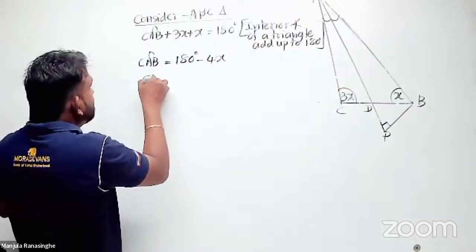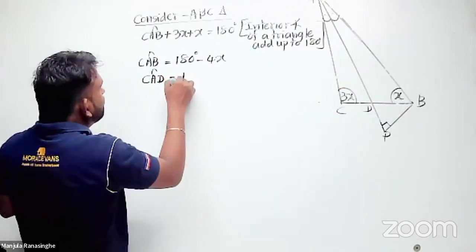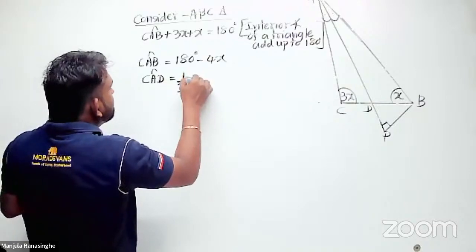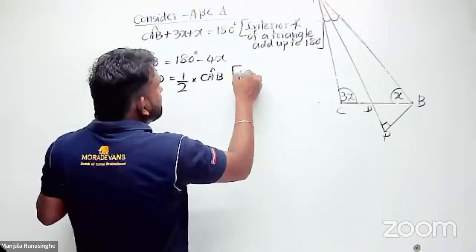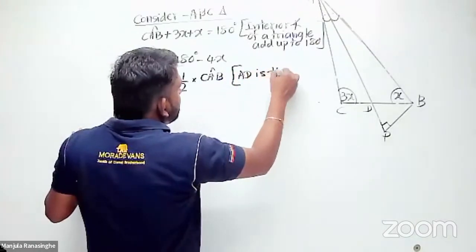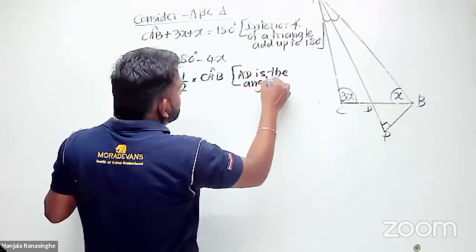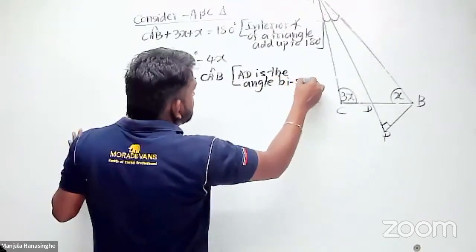So CAD is half of CAB. Why? The reason: AD is the angle bisector of CAB. You have to write the reason.